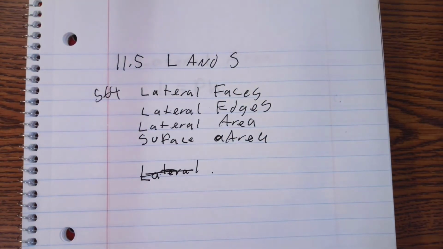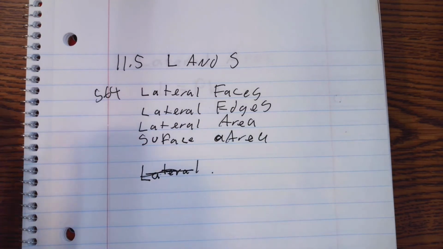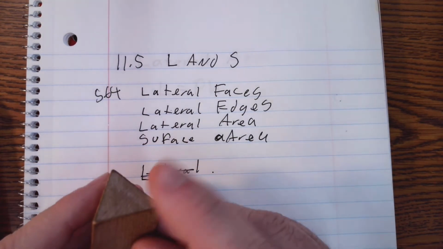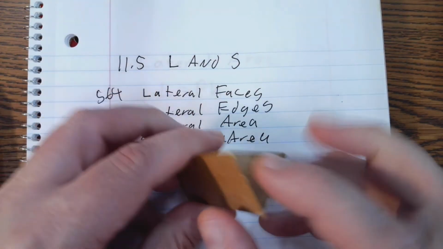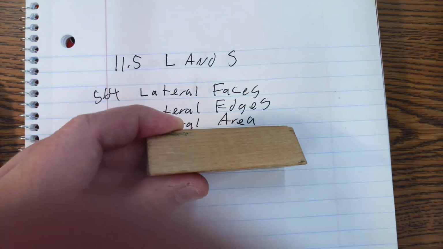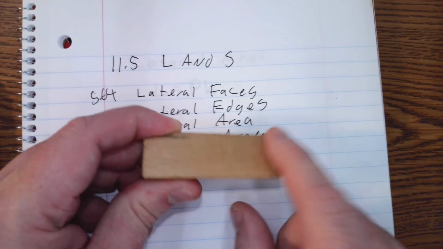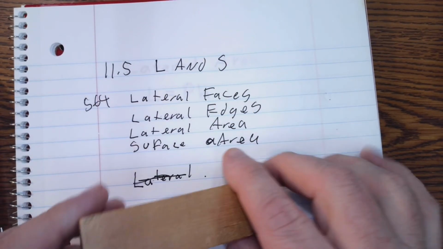Okay, hopefully you found lateral faces. So a prism is a polyhedron with two congruent faces called bases that lie in parallel planes. We went over the first part yesterday, we didn't go over the parallel planes. The other faces are called lateral faces. Okay, so basically these are the bases, and these are the lateral faces. Okay? So there's two different things.